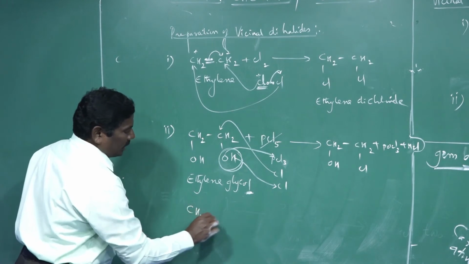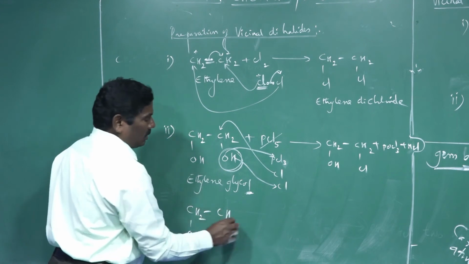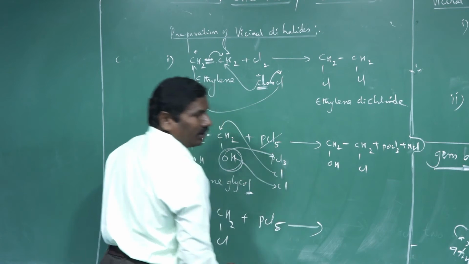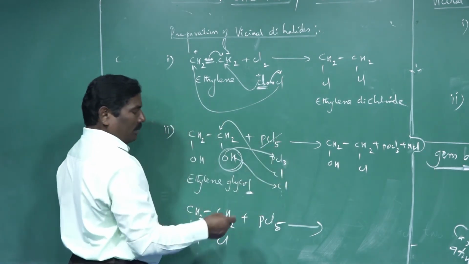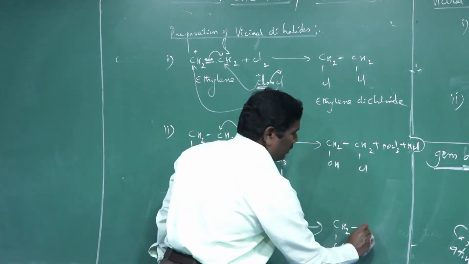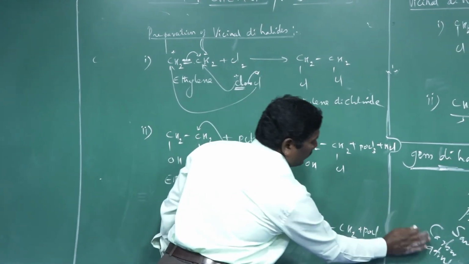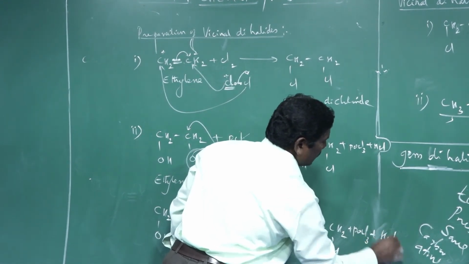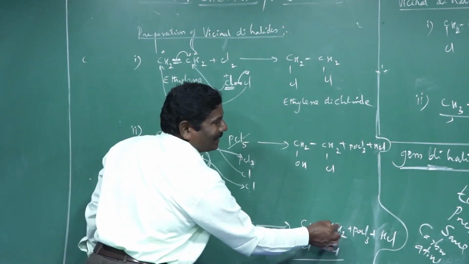Now I am going to give the second step: CH2OH, CH2Cl, plus again PCl5. The PCl5 is split as such here in this case. Now what happened again? CH2Cl, CH2Cl, then POCl3, then HCl, plus HCl. This is the compound which is formed. This is nothing but, we can say, ethylene dichloride.